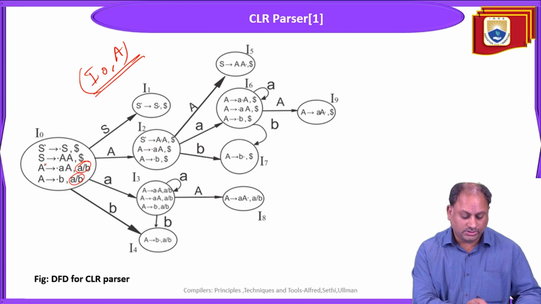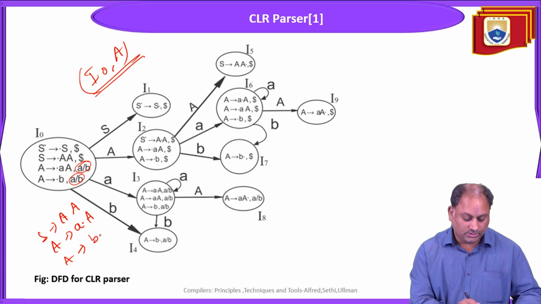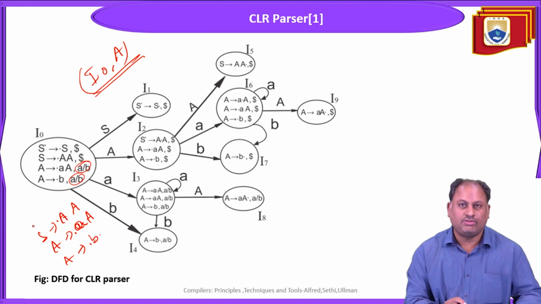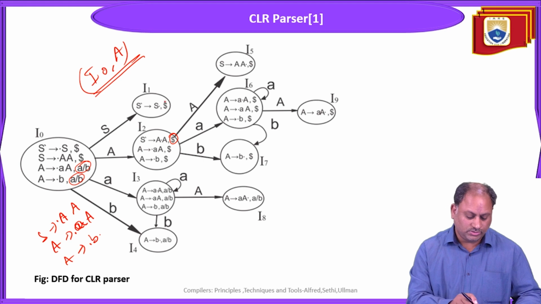I0 with capital A, we get one more rule. What are the rules? That is S derives A dot, and capital A derives small a dot, capital A derives B dot. These are the rules available in state I2. And the symbol appended as the lookahead is the canonical collection dollar, because at the first initiation S dash dollar is to be included.